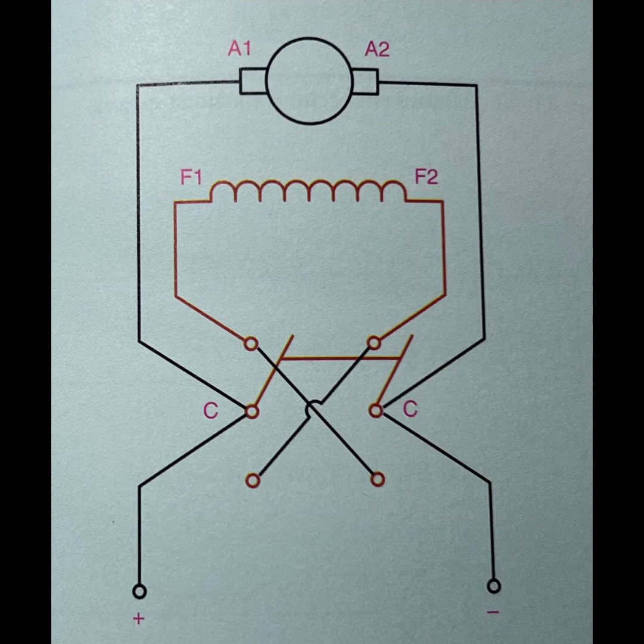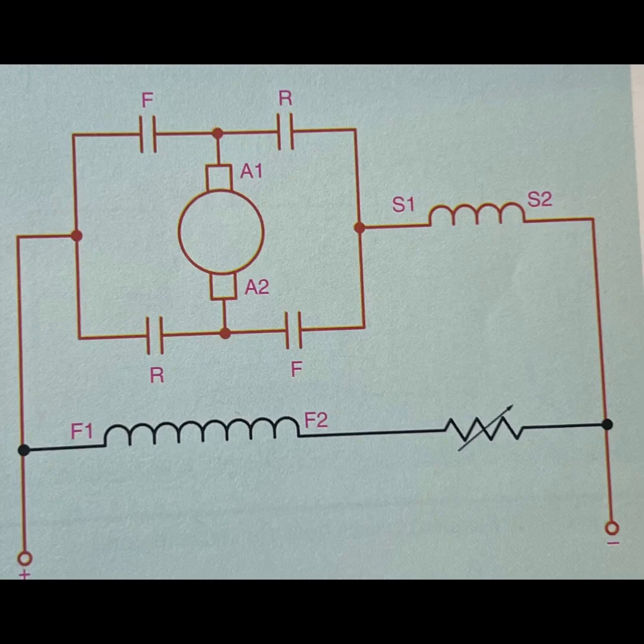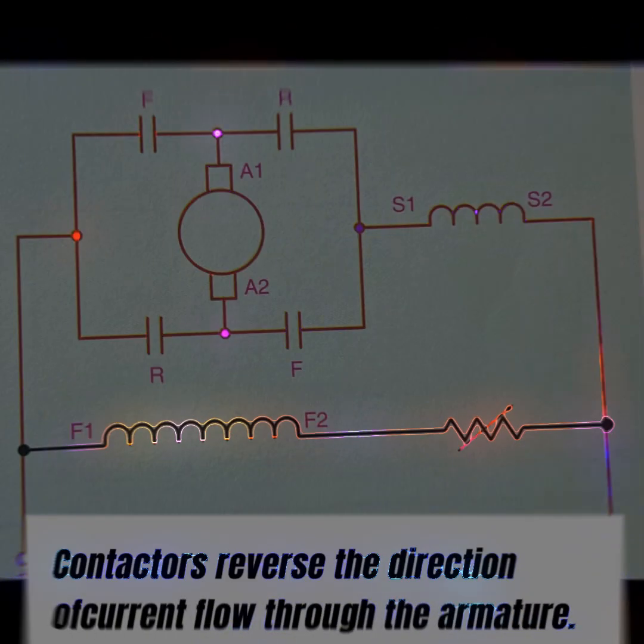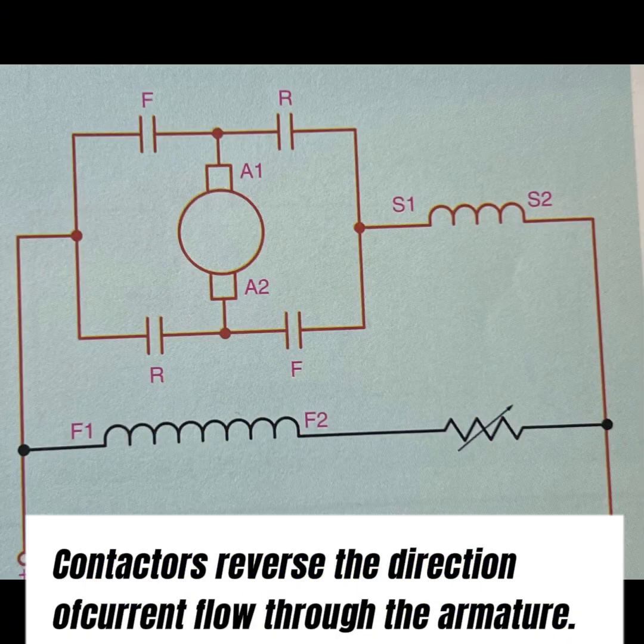Types of DC motors. There are three basic types of DC motors: the series, the shunt, and the compound. The type of motor used is determined by the requirements of the load.